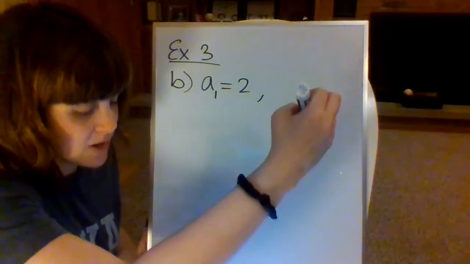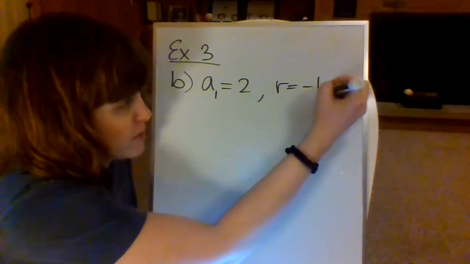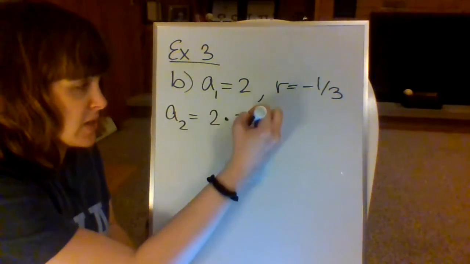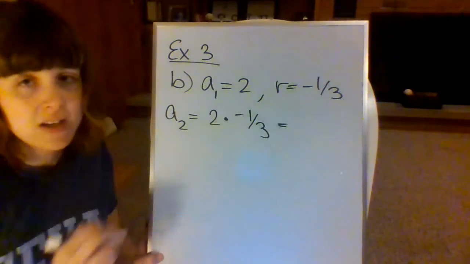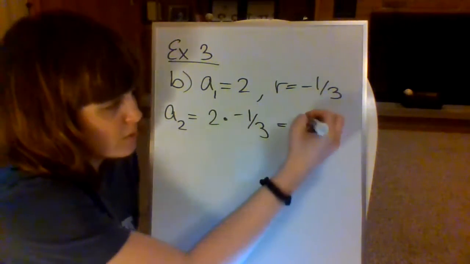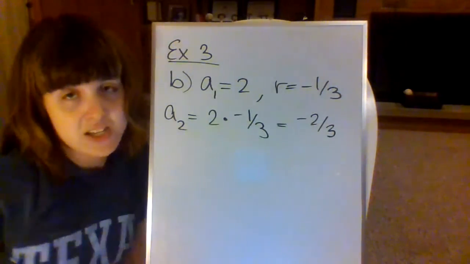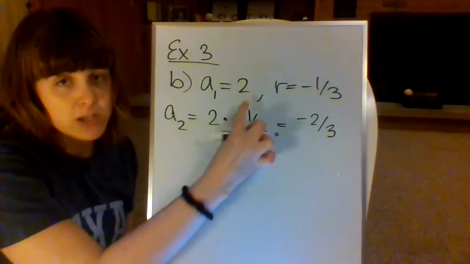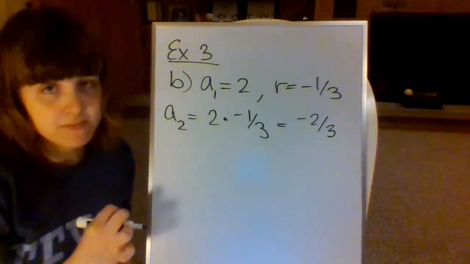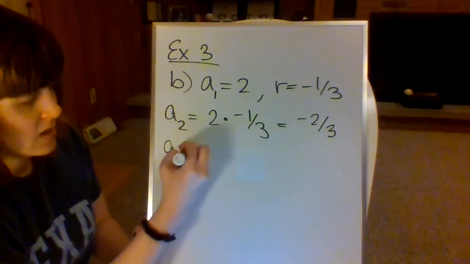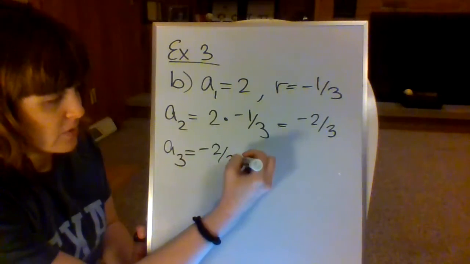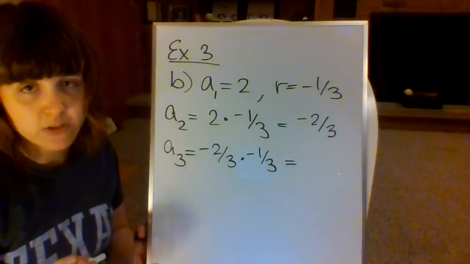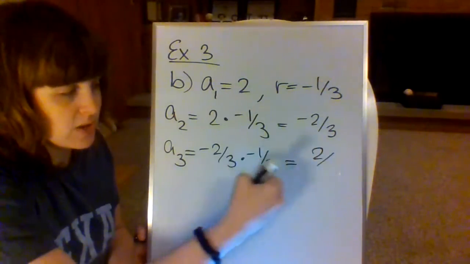Alright, this problem says A1 is 2 and the ratio is negative 1/3. So, for the second term, you're going to take 2 times negative 1/3. To do that, we're going to take 2 times negative 1, and the 3 is just chilling out on the bottom, because this is like 2 over 1. So when you multiply them, 2 times negative 1 and 1 times 3, you get negative 2/3. Now next one, negative 2/3 times negative 1/3. So negative 2 times negative 1 is 2, and 3 times 3 is 9.